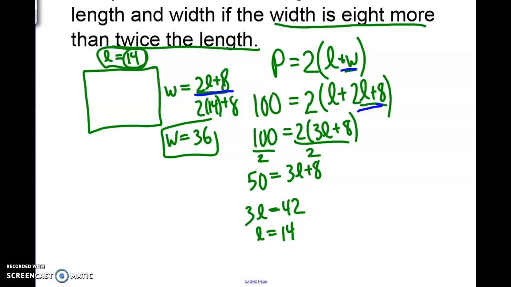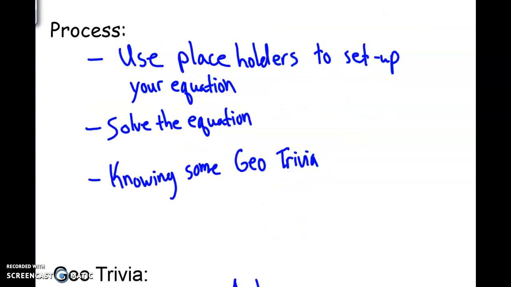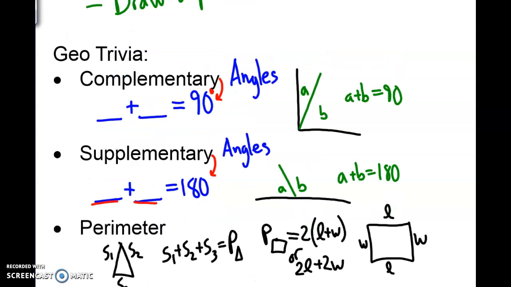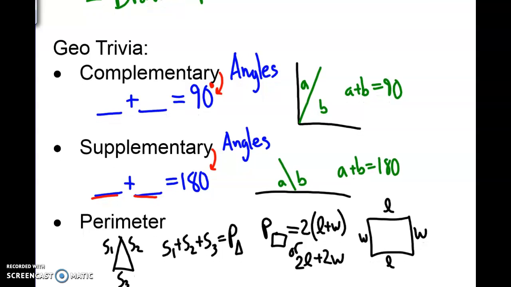Again, a lot of it boils down to a couple of things. I'm going to actually add another step here. Knowing your geometry trivia, and also, draw a picture. If we have a picture of it, it makes it a lot easier. And so draw a picture and just make sure you understand what some of these things are: complementary, supplementary, perimeter, triangle angle theorem, or the triangle angle sum, and then properties of an isosceles triangle. If you know that, you can set up the equation and you can solve it.